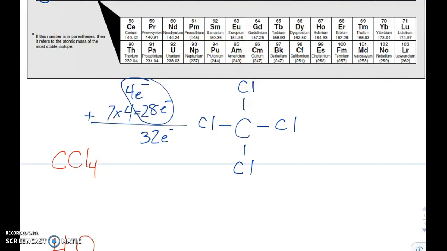And then I have to remember to subtract. Each of those bonds has 2 electrons, so if you count 2, 2, 2, and 2, that's 8 electrons that I've just drawn, so I'm going to subtract my 8. I have 24 valence electrons left.